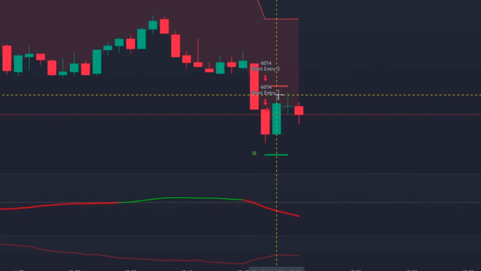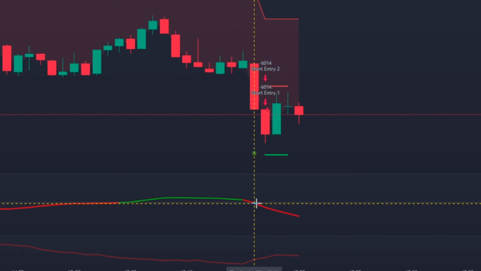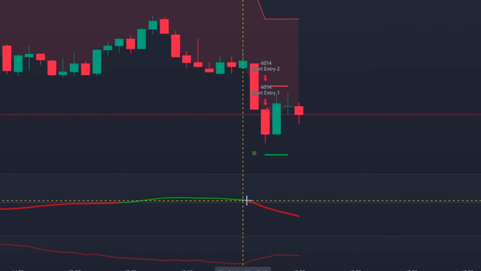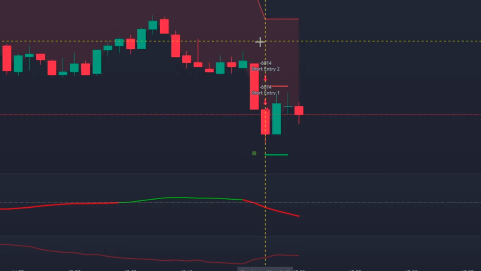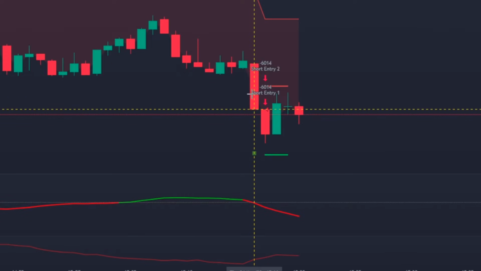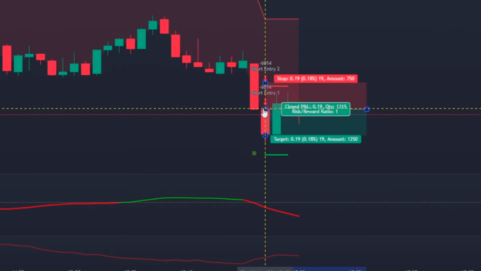Now, let's look into a short trade example. Here we can see that the Coppock curve crossed under the zero level of the histogram and turned red, and that the super trend is red and above the price. So, we would enter at the close of the signal candle, which is this one.